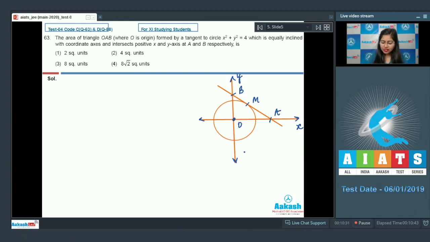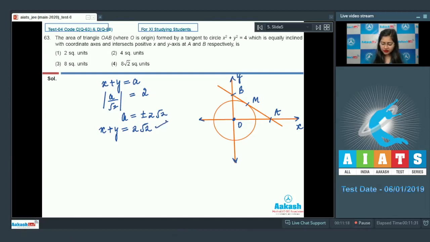Let us say the equation of the tangent is x plus y equal to A, because it is equally inclined with the coordinate axis. Therefore, the coefficient of x will be equal to coefficient of y. So we can here see that the distance OM will be equal to (0 plus 0 minus A) upon under root 2. But OM is given to be equal to the radius of the circle, that is 2. So this is equal to 2. So from here we can see that value of A is equal to plus minus 2 root 2. But as it is given that the tangent is intersecting positive x and y axis, hence the equation of tangent is x plus y equal to 2 root 2.